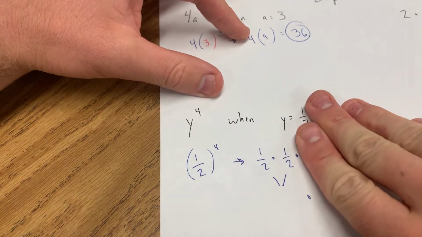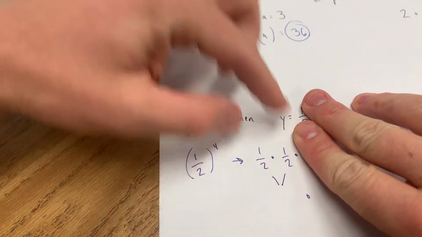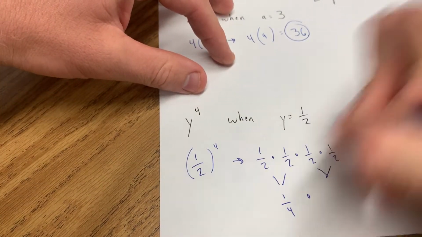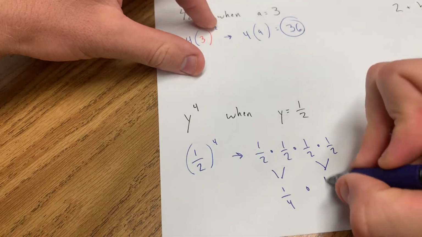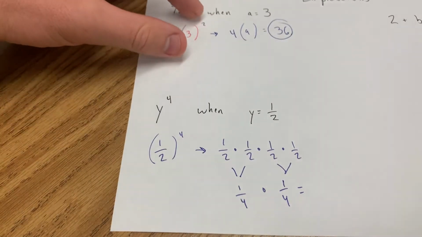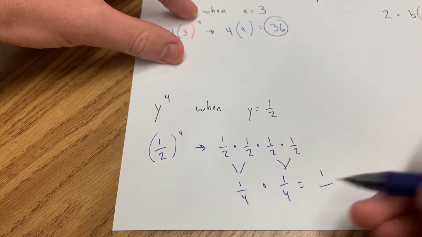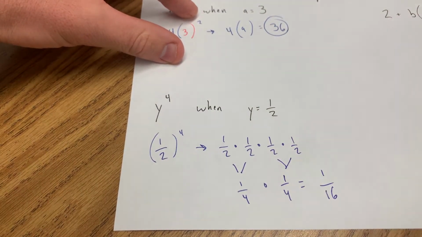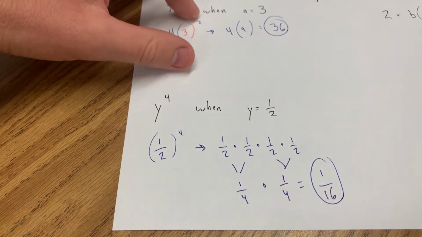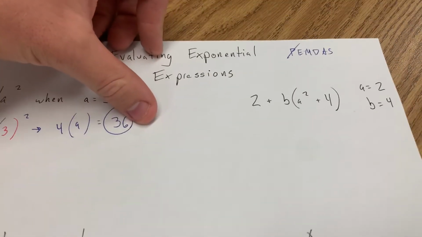So 1/2 times 1/2, 1 times 1 on the top, 2 times 2 on the bottom. So that is 1/4. I've got the same thing over here, so that's another 1/4 on this side. Now I've got 1/4 times 1/4. Numerator times numerator is 1. Denominator times denominator is 4 times 4, so 16. My answer here is 1/16. Let's move on to this example over here.